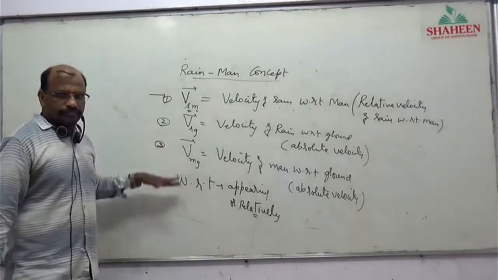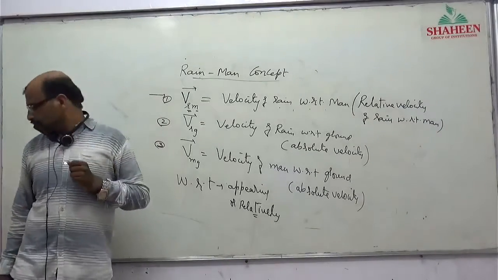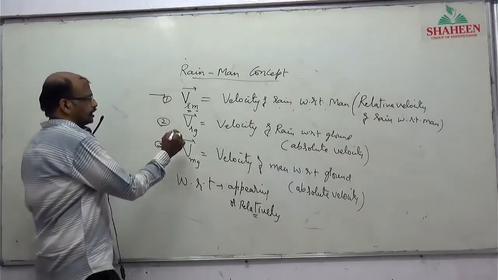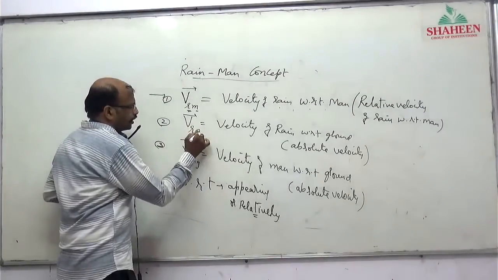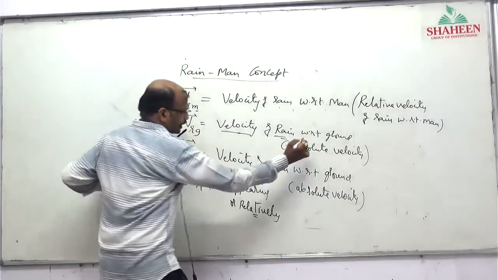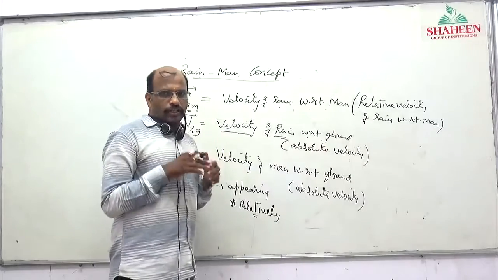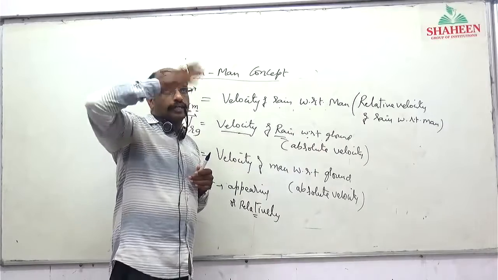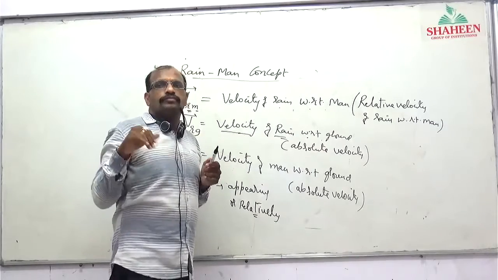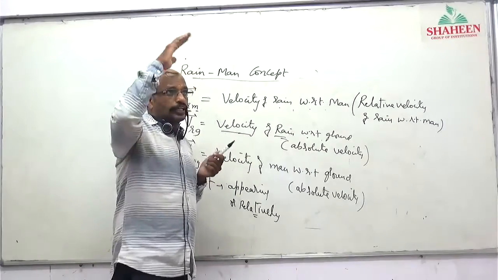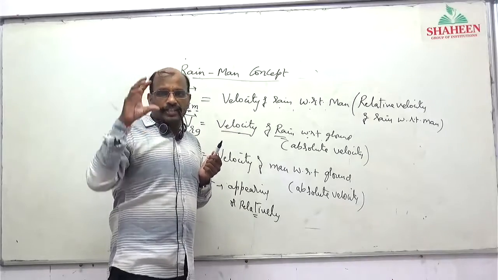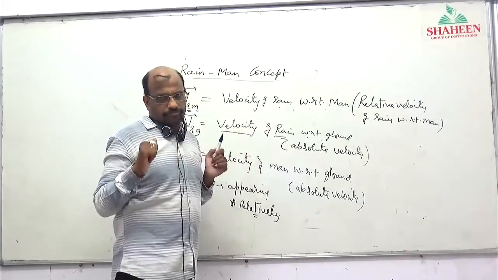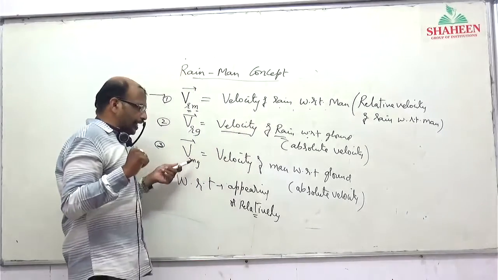Have you copied this one? Second point. This is rain. VRG means velocity of rain with respect to ground. I am standing on the ground. Right? Rain is appearing to be falling. Rain is falling on the ground vertically, straight. So rain with respect to ground, it is falling straight away like that. Actual velocity of the rain. Second point means here actual velocity of the rain with respect to ground. Right? Third point, actual velocity of man.